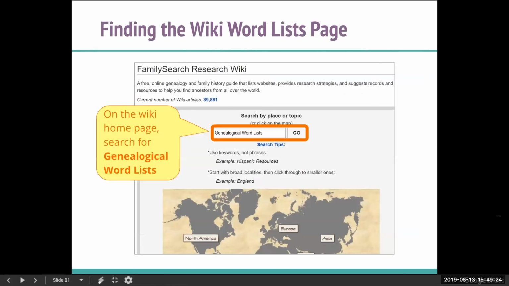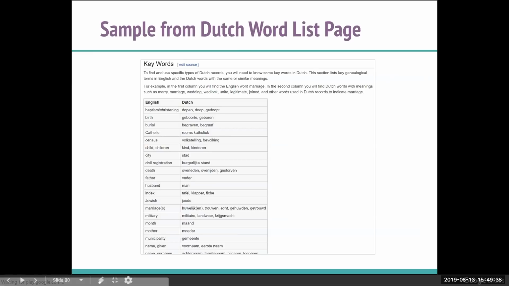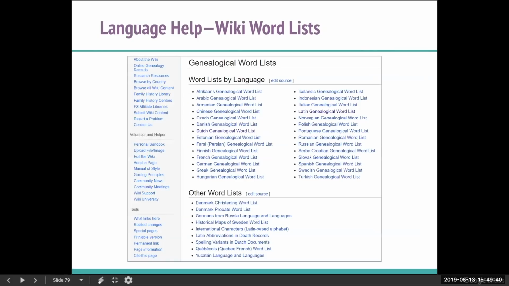So that's a way that you can easily find a word that you have no idea what it means. You can also access the genealogical word list straight from the wiki. So suppose you're already on the wiki or you don't want to navigate to the language helps, just go to the wiki, type in genealogical word list, and it will bring up that earlier list that we looked at.